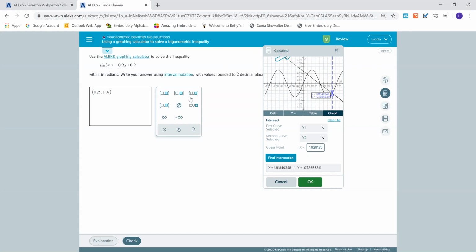Going to use my union sign in between. My second section, again, I'm using parentheses, started at 1.82 and then goes to the end of my graph, which would be infinity. So this section here was the 0.25 to my 1.07. This section here was the 1.82, and it just continues on and on and on. And so that would be my solution there. I'm going to go ahead and hit check.